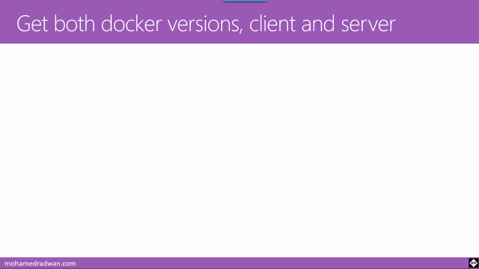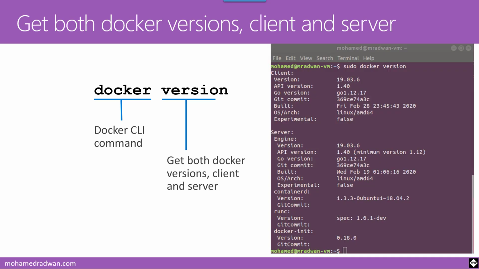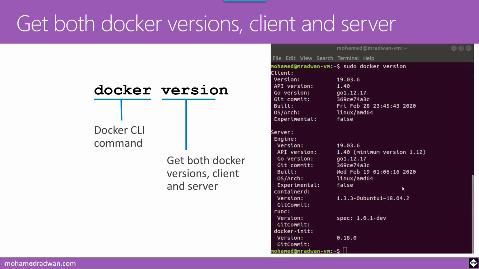So we'll start with docker version, client and server. When I execute docker version, the first is the Docker CLI for the Docker client, as we explained before. Then this version switch or command will get both Docker versions, client and server. And as you can see, this will display the client version here and the server version here.